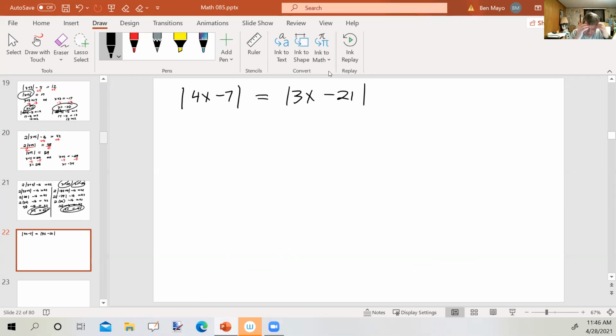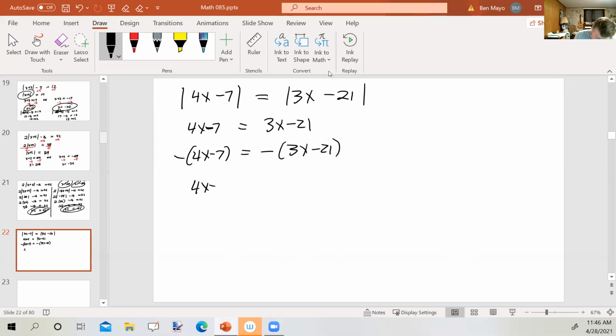Now, let's look at the possibilities here. We could take what's inside of the first one equals what's inside of the second one. We could take the opposite of what's inside of the first one equal the opposite of what's inside the second one. We could take what's inside of the first one equals the opposite of what's inside the second one, or we could take the opposite of the first one equals what's inside the second one. These are all possibilities, okay?